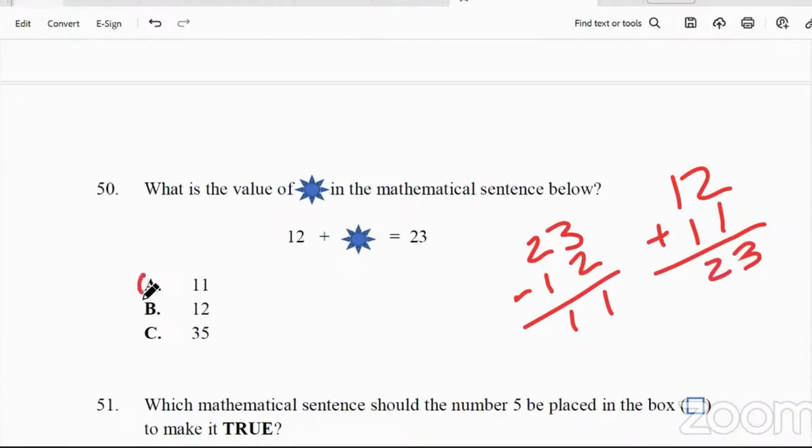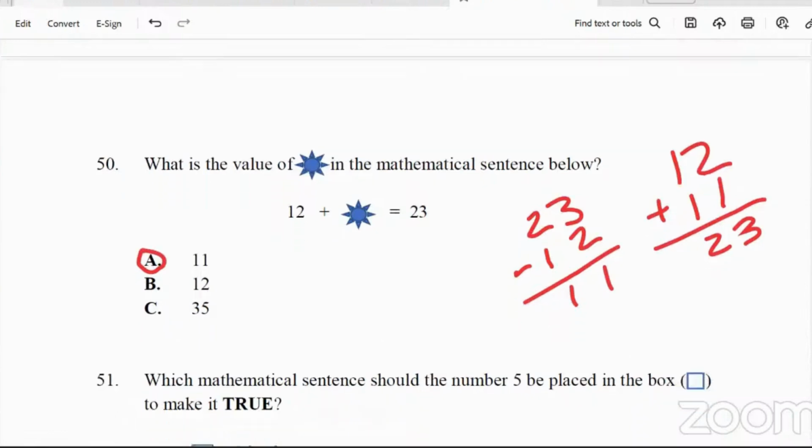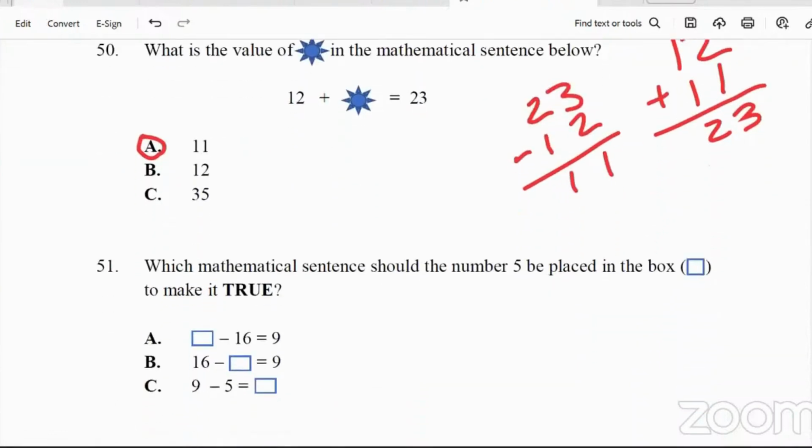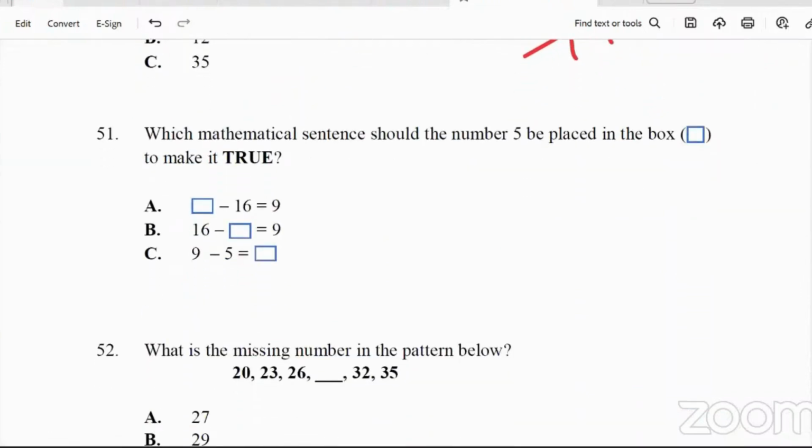Guys, if you don't know what to do, you could simply insert each of the options, okay? So if it was B, you could check B, 12 plus 12, does that give you 23? Or it's 35 plus 12, does that give you 23? All right, so you could check it in that way to see which answer is correct.